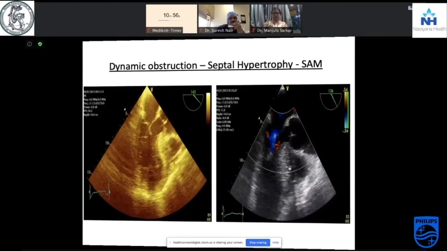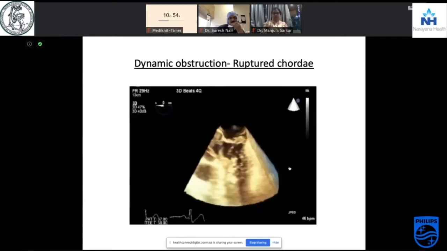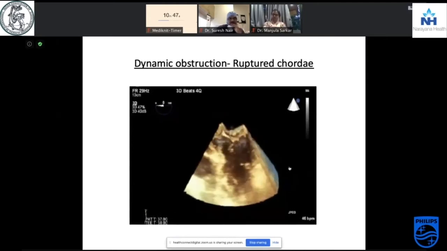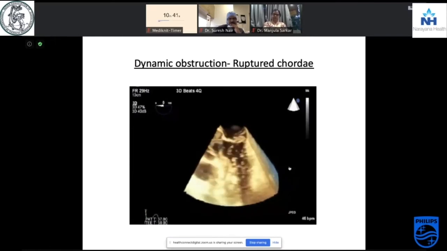And we also have one more example here, a 3D view, which shows anterolateral papillary muscle rupture along with the chordae, which is being thrown into the LVOT during systole. Again, it's causing LVOT obstruction.